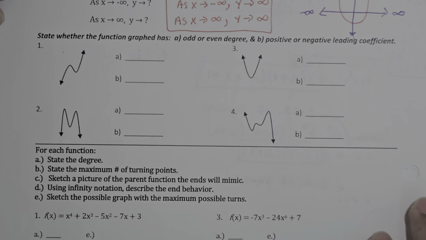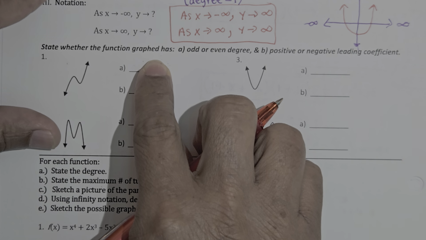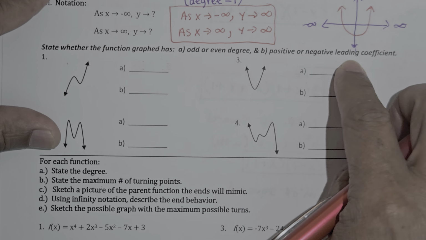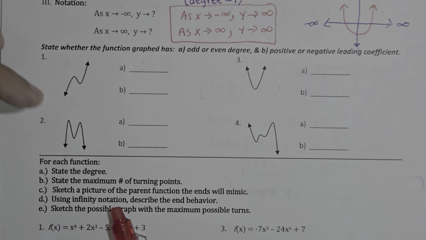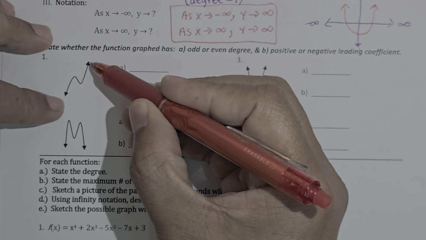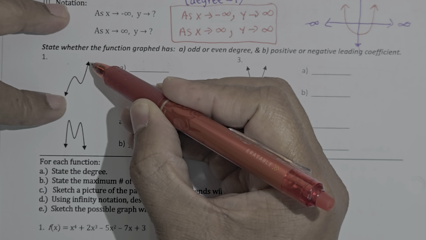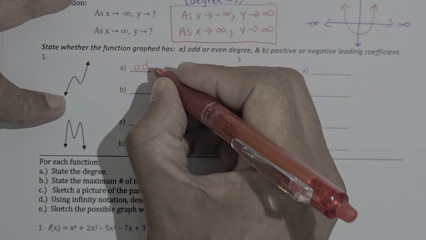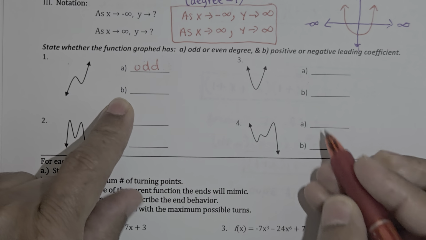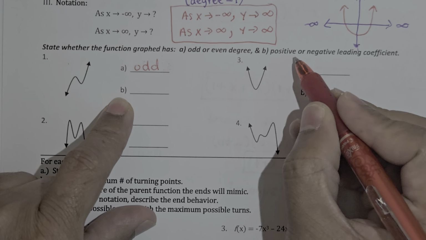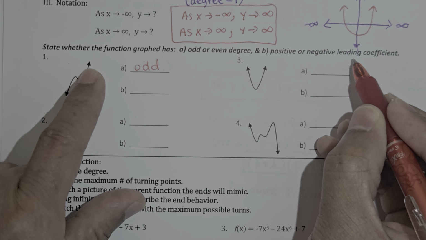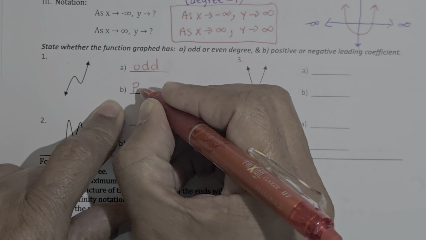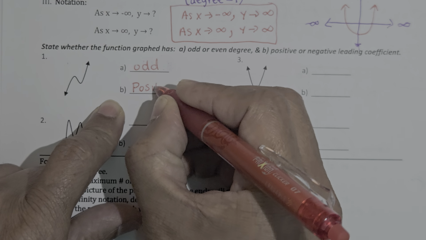On the next few examples, we're going to state whether the function graph is an odd or even degree, that's part a, and part b, a positive or negative leading coefficient. As you can see, the graph points in opposite directions, so that means the degree has to be odd, because they go in opposite directions. And b, is the lead positive or negative? In this case, since this points up to the right, then it has to be positive. If it's negative, the right side points down.